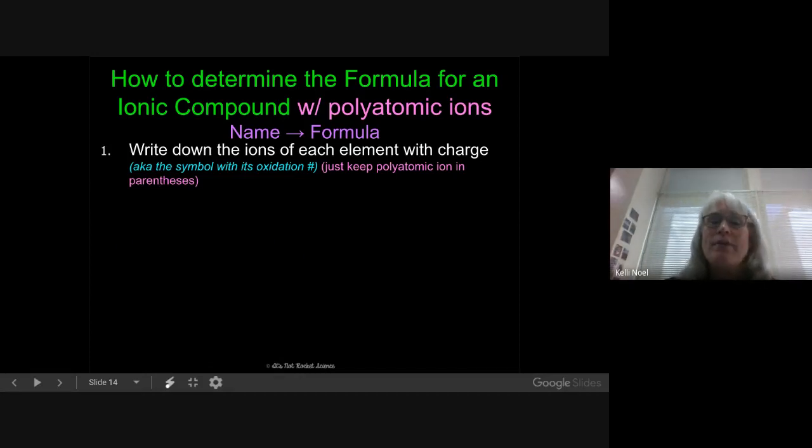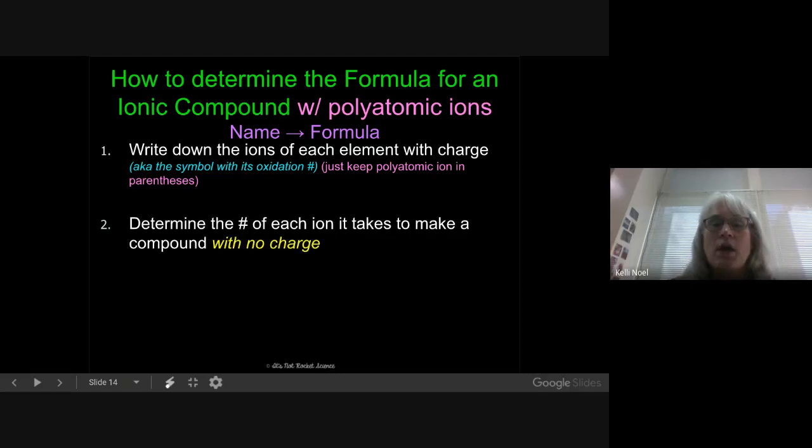That's the symbol and the oxidation. But if you have more than one nonmetal, you're going to have a polyatomic. Look what it says. Keep the polyatomic in parentheses. Write it inside parentheses with the charge outside the parentheses. I cannot stress that enough.